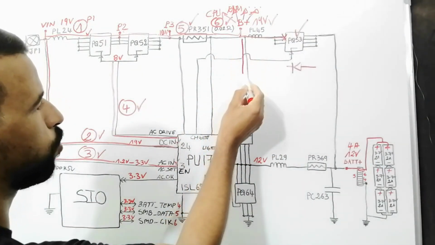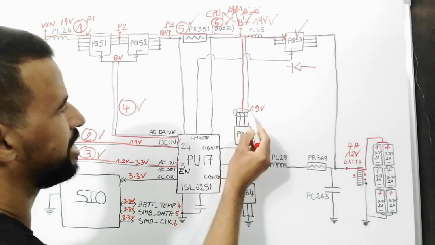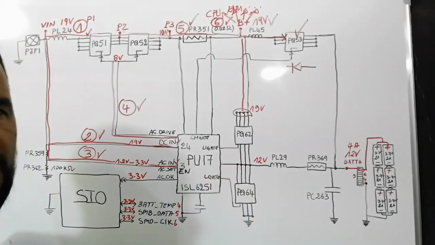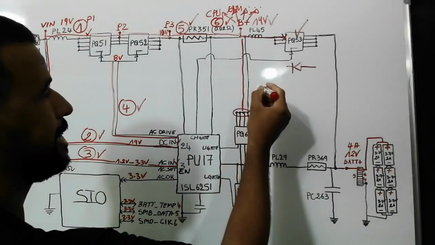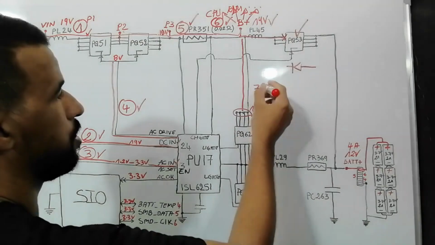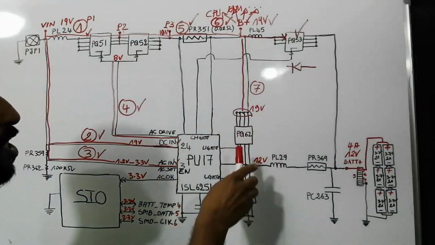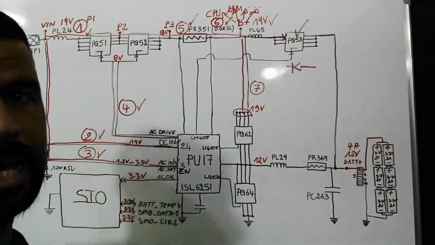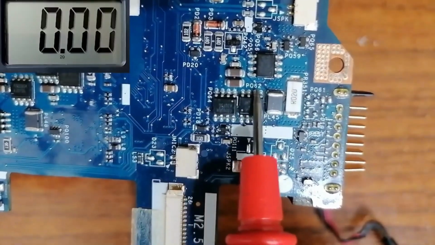The next step is this. The 19 volt will travel in this direction, so we will get 19 volt here in the drain of PQ62. So this is step number 7. Let's check the drain of this MOSFET, PQ62. So we have here PQ62, as you can see.